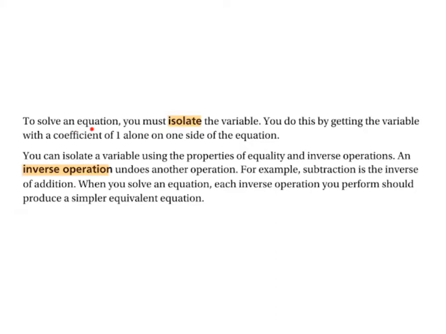To solve an equation, you must isolate the variable. Isolate means get it all by itself and get just a single one of them there. So you do this by getting the variable with a coefficient of 1, okay, alone on one side of the equation, like x equals. X equals means 1x equals. There's one of them. If you don't see a coefficient, it is assumed to be 1. And you can isolate a variable using properties of equality and inverse operations.